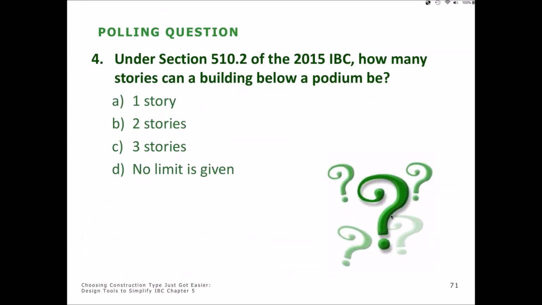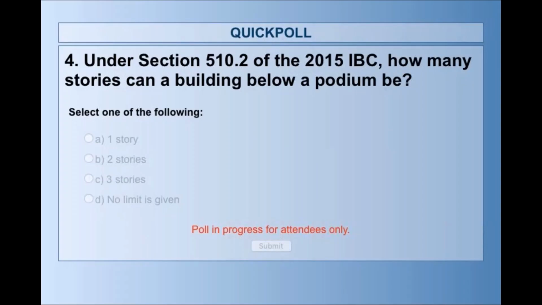And we have another poll question. Okay, under section 510.2 of the 2015 IBC, how many stories can a building below a podium be? 1, 2, 3, or no limit is given.